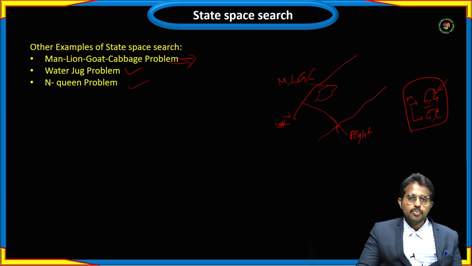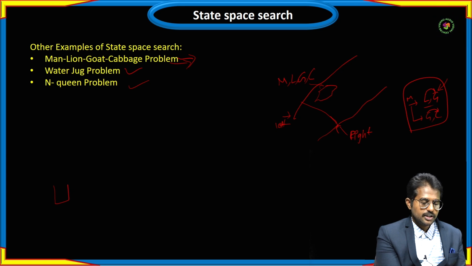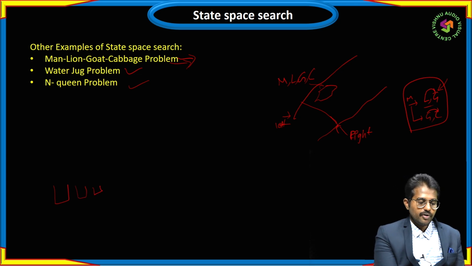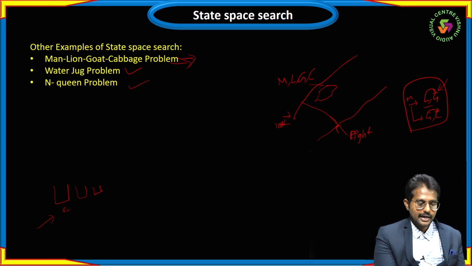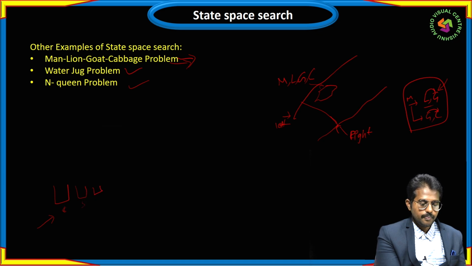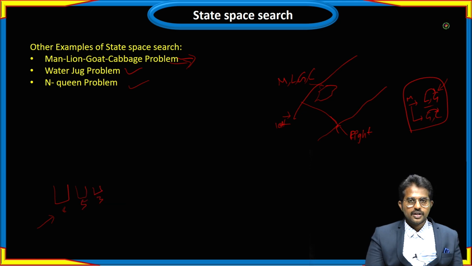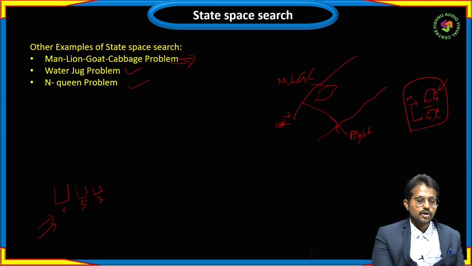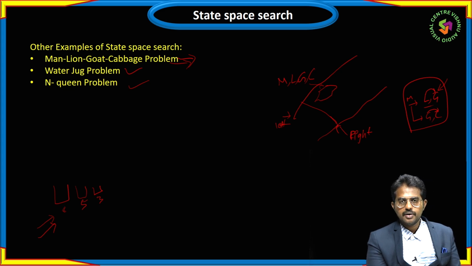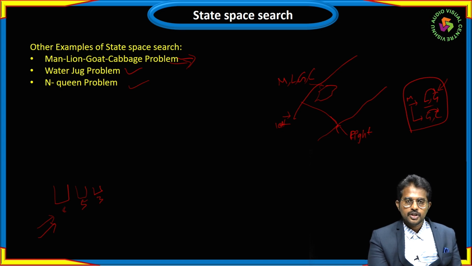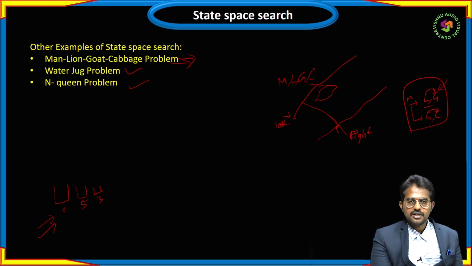Also, for the water jug problem, we will be given 3 jugs. The first jug has 8 liters capacity, the second jug has 5 liters capacity and the third jug has 3 liters capacity. Initially, we have 8 liters of water present in the 8 liter jug.